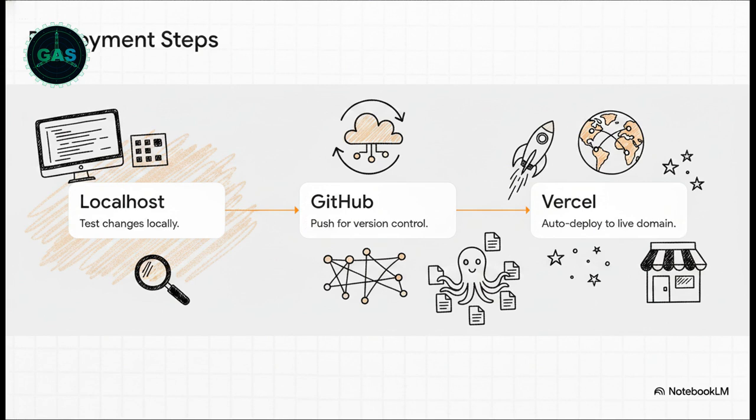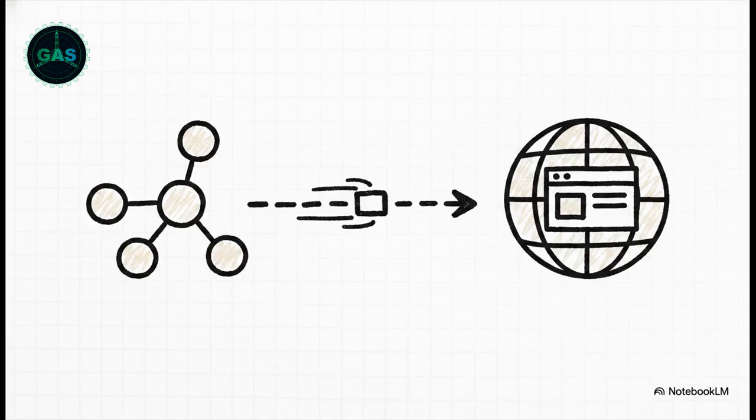Step 1 is localhost, and that is strictly for private testing and iteration. Step 2 is pushing that code to GitHub, which acts as your version control and essentially your backend logistics warehouse. Finally, Step 3 links GitHub to Vercel, which acts as your final live storefront serving your beautiful new website out to a public domain. And this brilliantly illustrates the true power of modern web hosting.